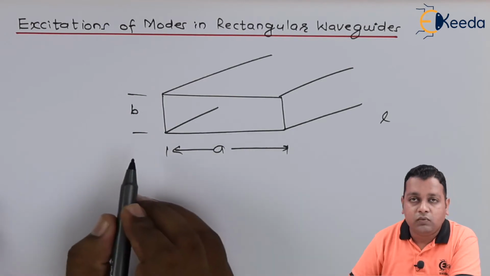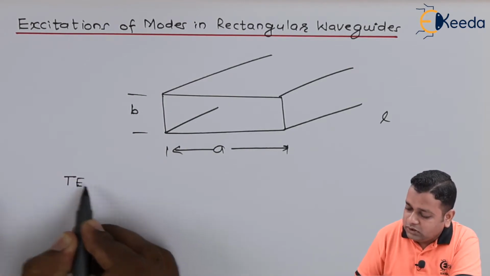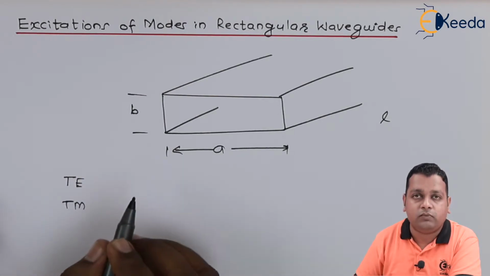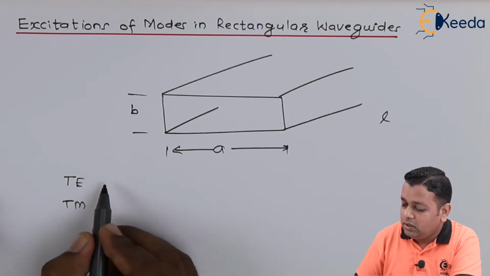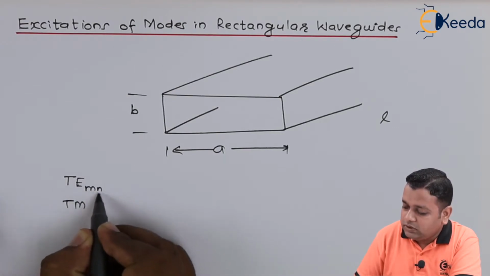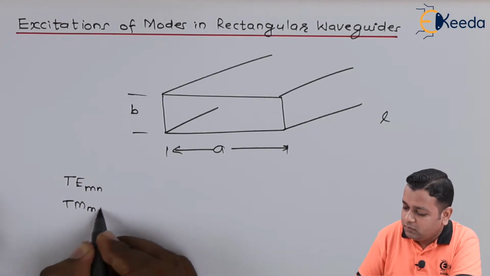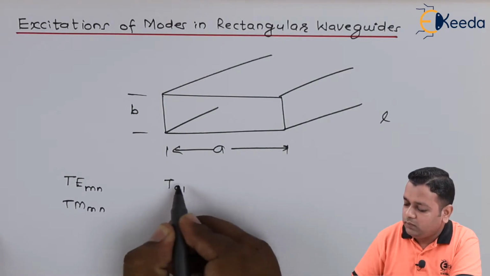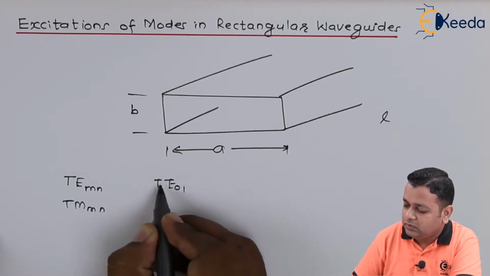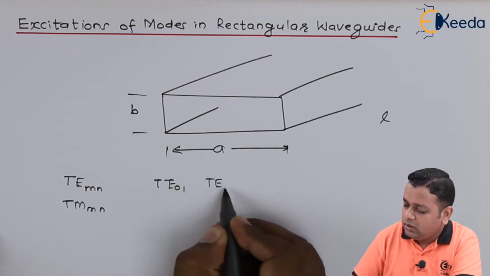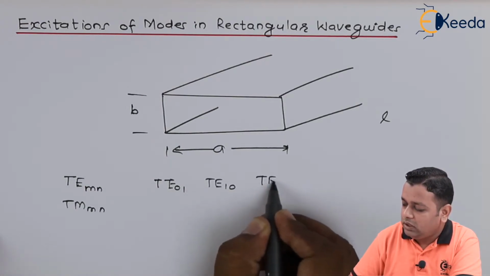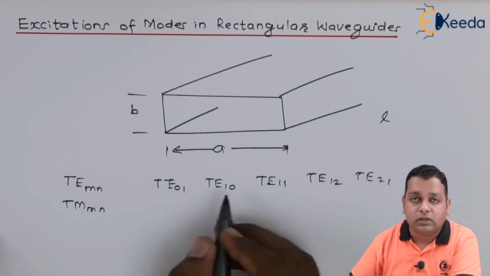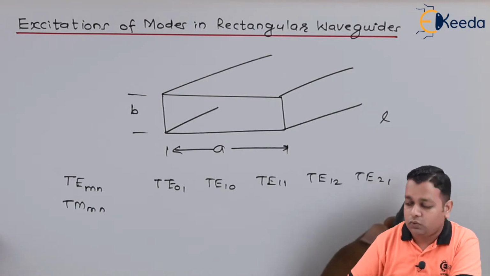Now for this rectangular waveguide we have either transverse electric mode or the transverse magnetic mode possible for wave propagation. Now in the TE we have m suffix n, for TM also we have m suffix n here. So we can have the possibilities as TE01, TE10, TE11, we can have the TE12, TE21. This way the higher order combinations we can go for.